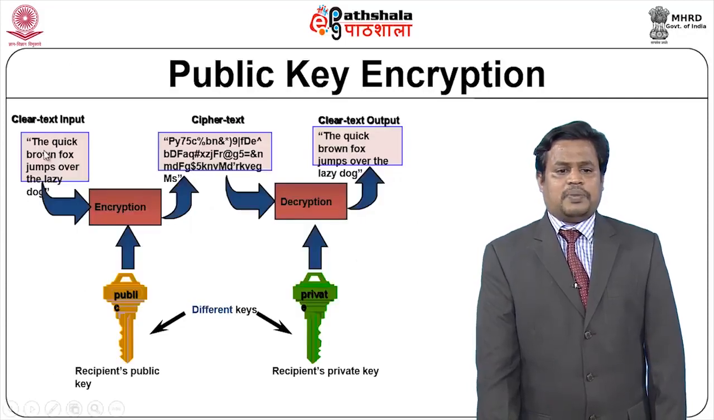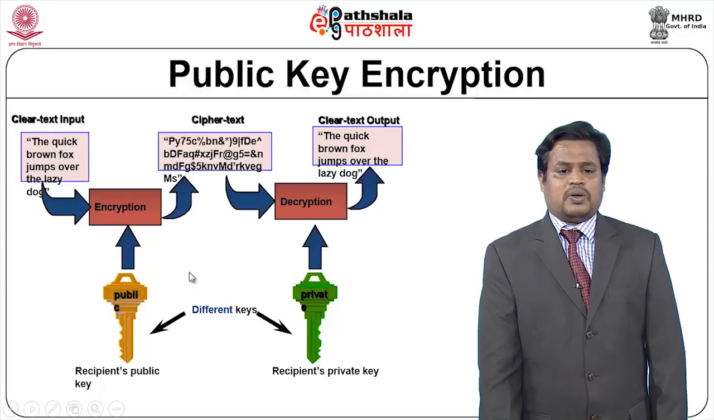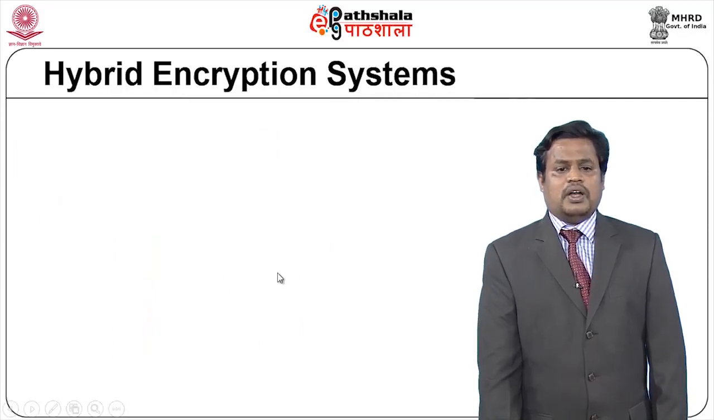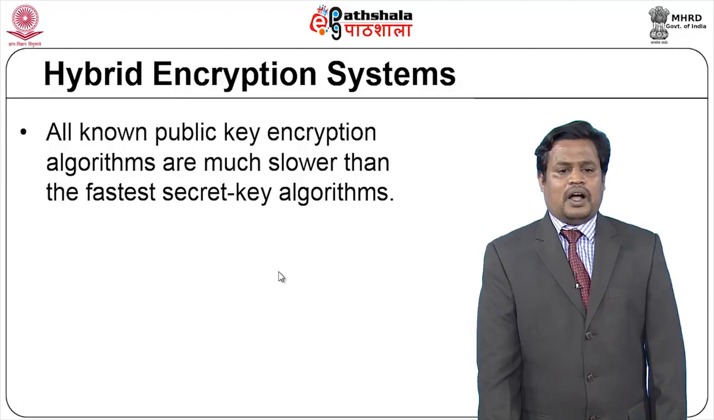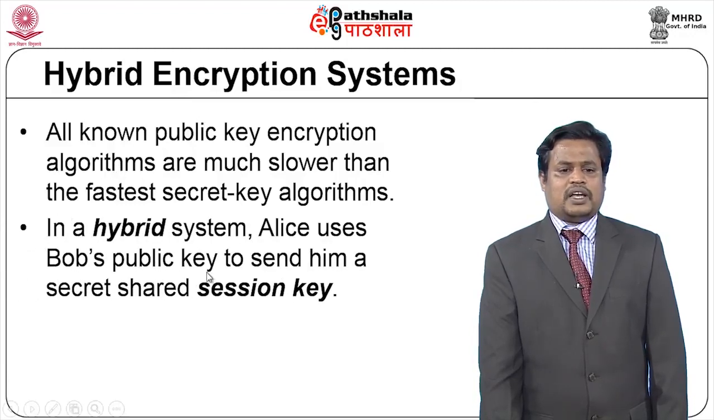So, in public key encryption, we use the same text and see how it is encrypted. You can understand here the two different keys, one is the public key, another one is the private key. Their roles are also different, one is used for encryption, another is used for decryption. As we know very well, the symmetric key is much faster when compared to the asymmetric key. So, all known public key encryption algorithms are much slower than the fastest secret key algorithm.